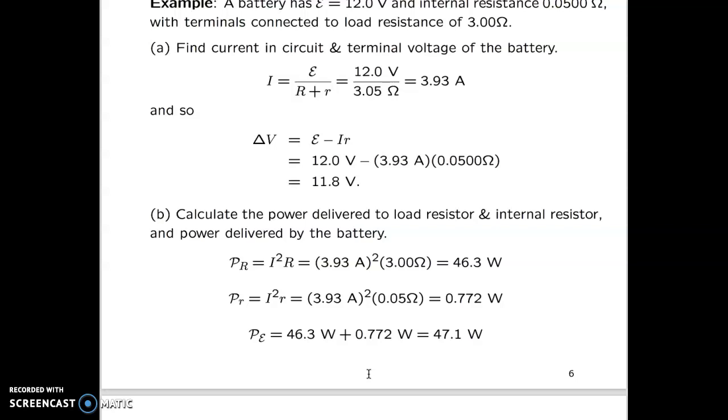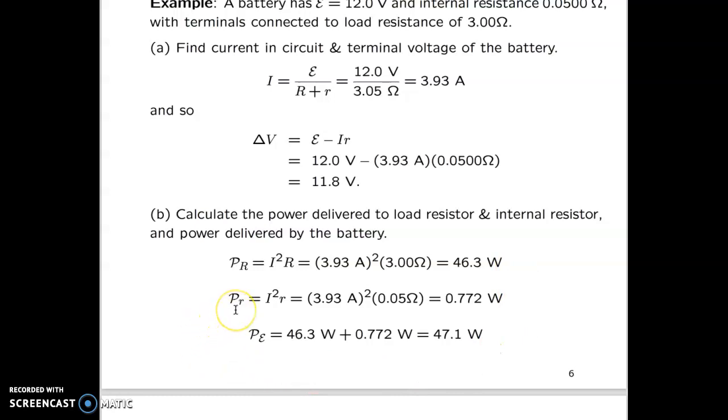Next part of the question: calculate the power delivered to the load resistor and the internal resistor, and the power delivered by the battery. Power, let's see, we know how to calculate that. The power associated with the resistor, big R, is I squared times R. Plug in the numbers, standard SI units, and we get 46.3 watts.